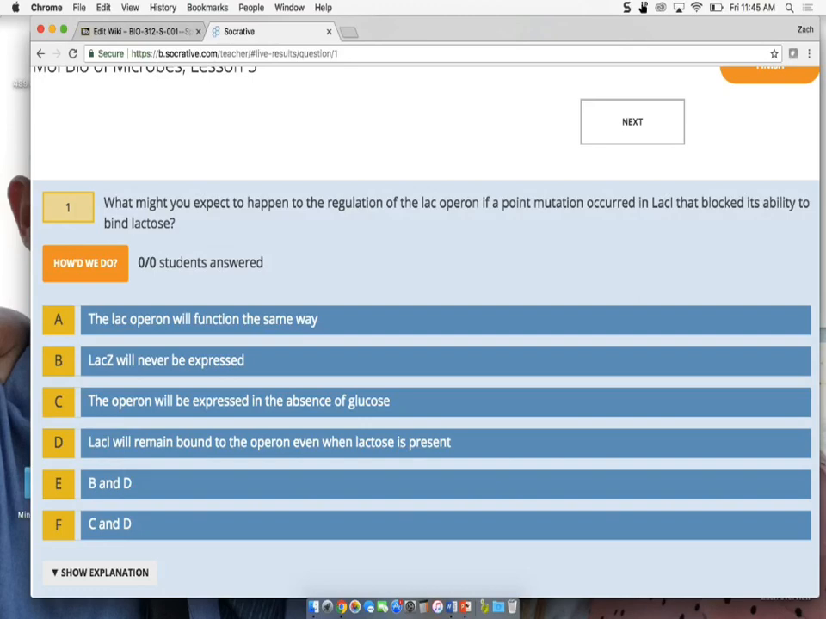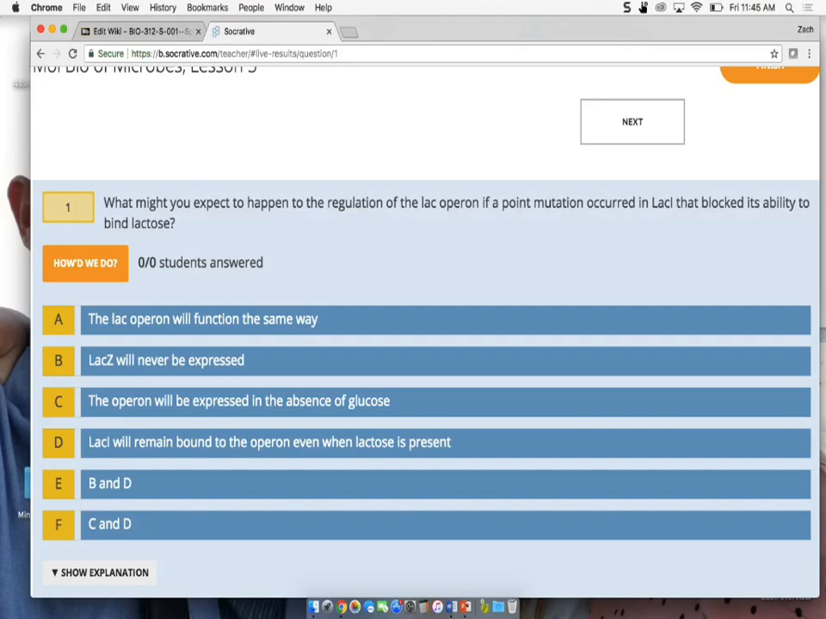Yeah, E. So D definitely fits with what you said, Emma. We know that has to be in the answer. It's not A. By default, D negates A from being a correct answer. The operon would be expressed in the absence of glucose? Probably not, because we know that LAC-I is going to be there to inhibit transcription from always occurring.